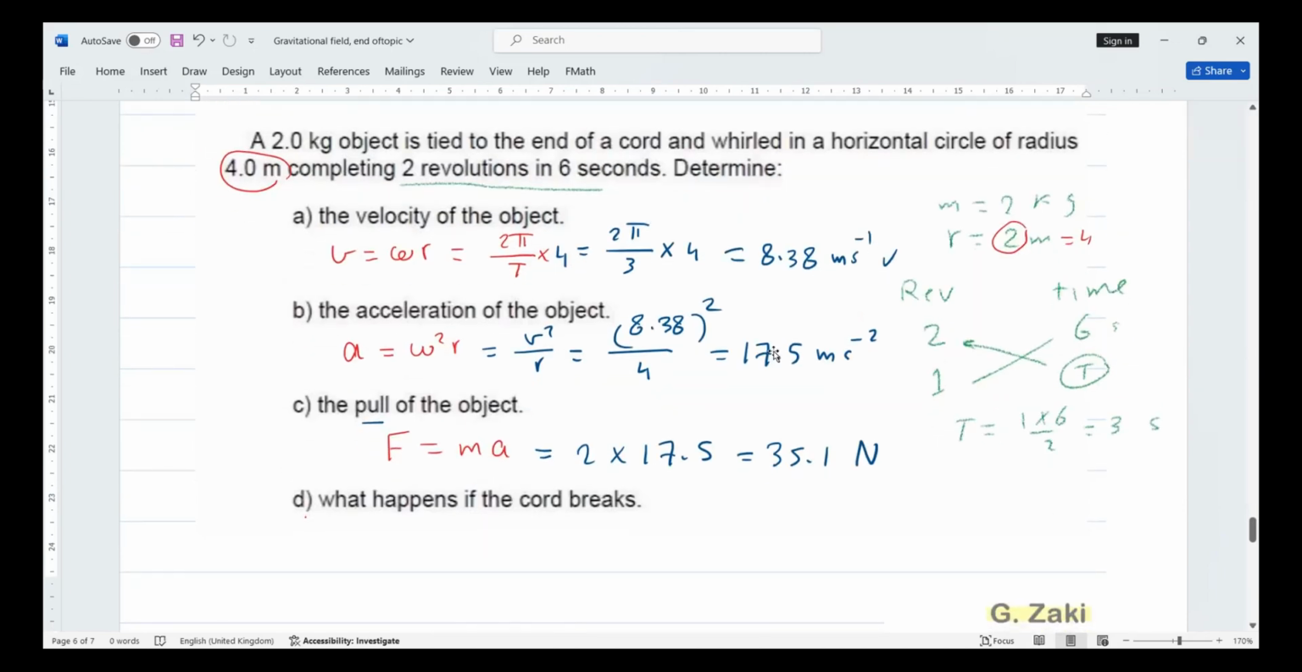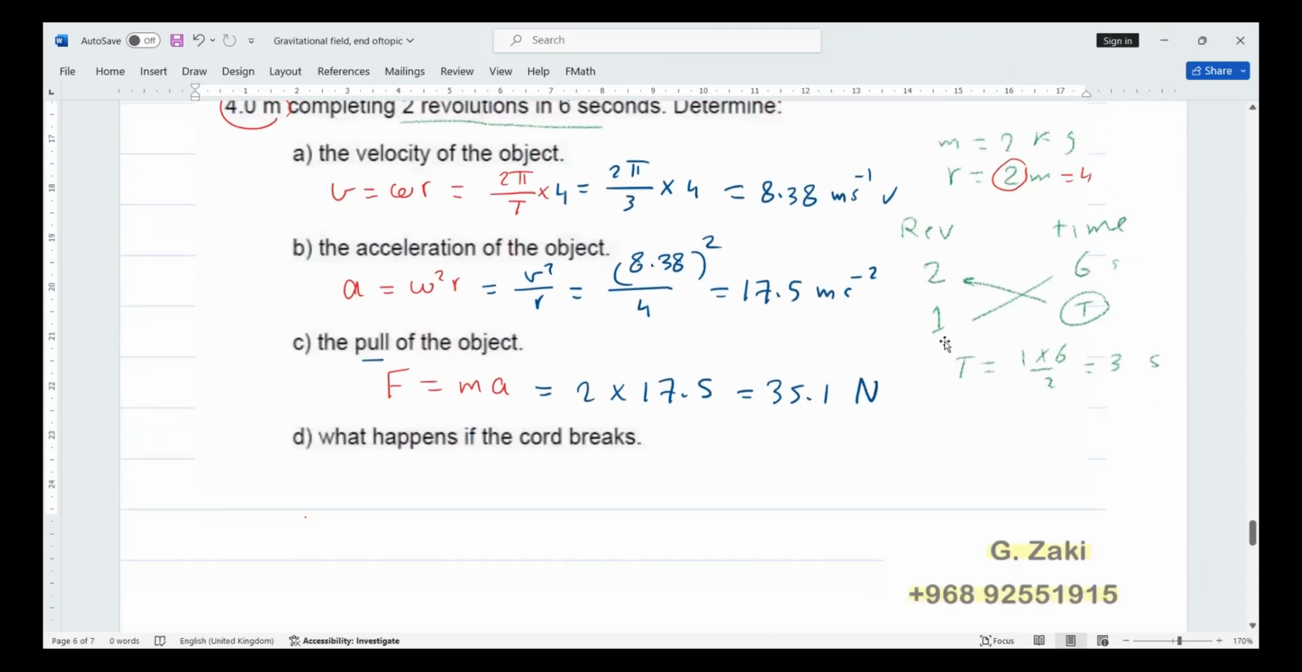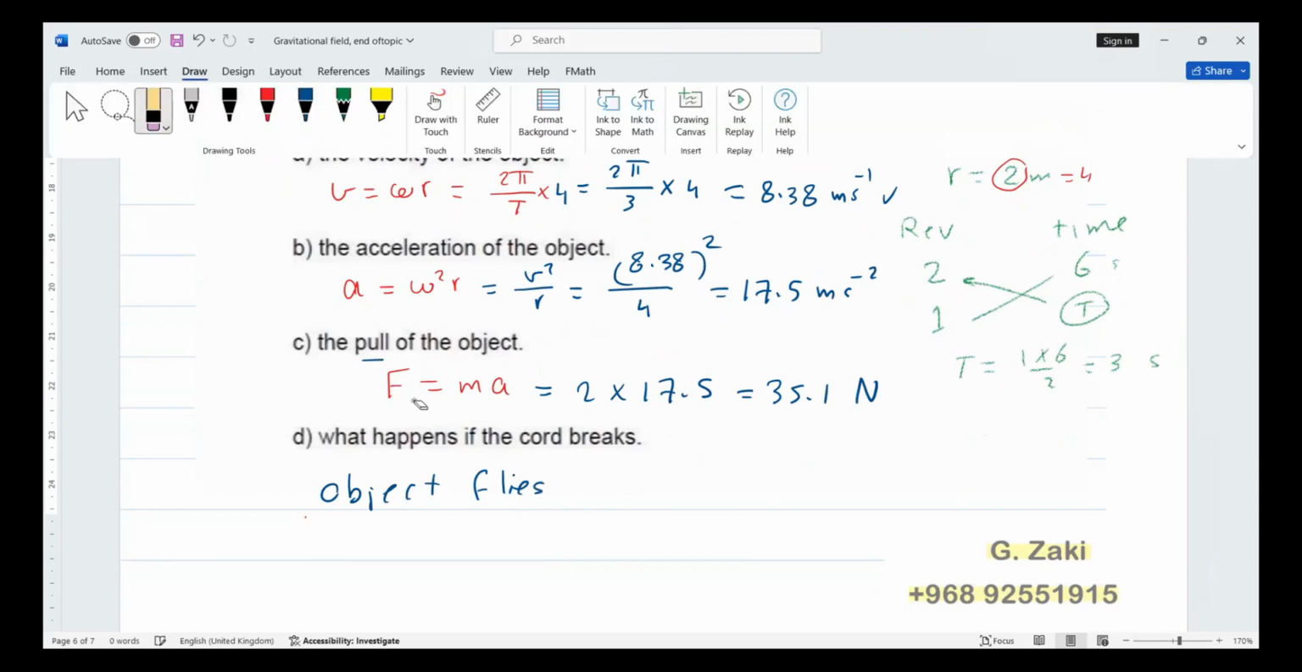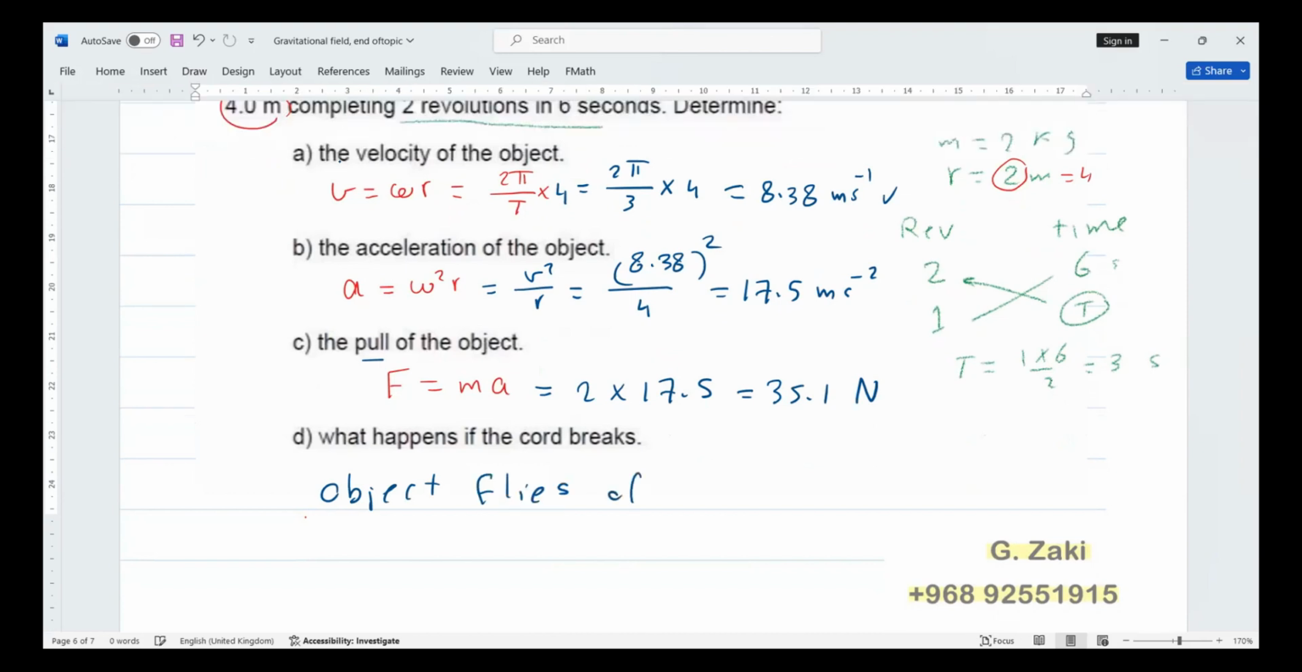What happens if the car breaks? The object flies off in tangent at this speed. So we write here: the object flies off in a linear speed of 8.38 meter per second. Okay, yeah, this is the answer.